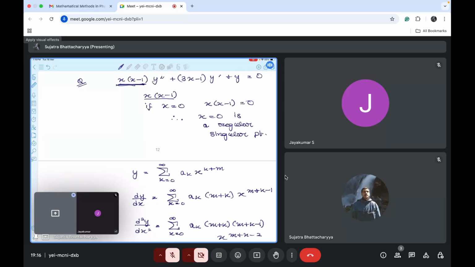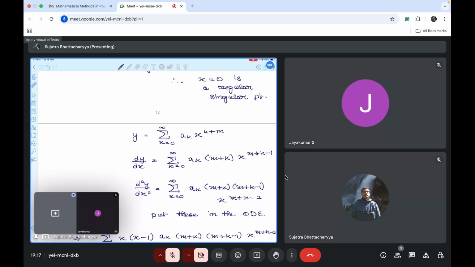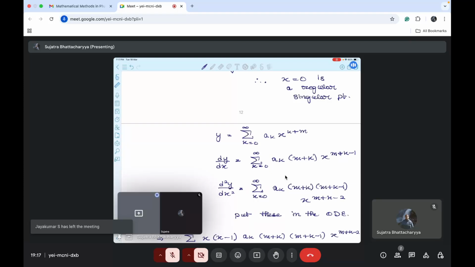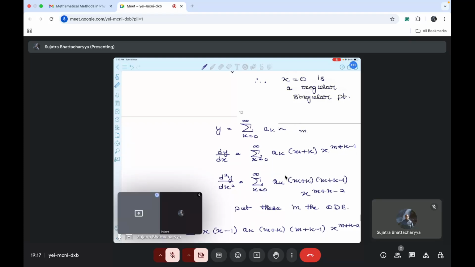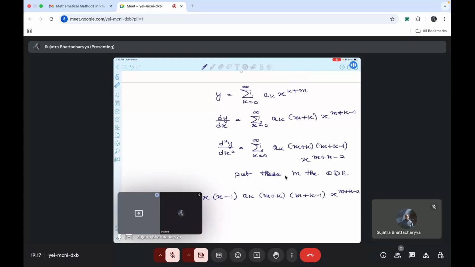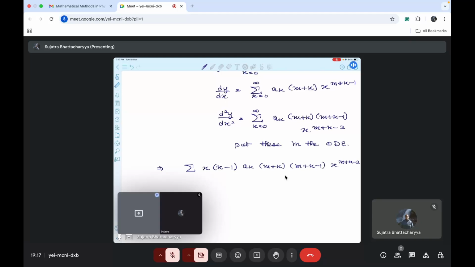So in the Frobenius method, unlike the power series method, where we were writing k is equal to 0 to infinity ak x to the power k, now we are writing m plus k. Okay. Why are we writing this? You will understand. When we differentiate it once, it comes out to be ak m plus k x to the power m plus k minus 1. So now you don't need to change the summation. It will automatically be coming there. Okay, so now we just put it into the equation and try to solve it.